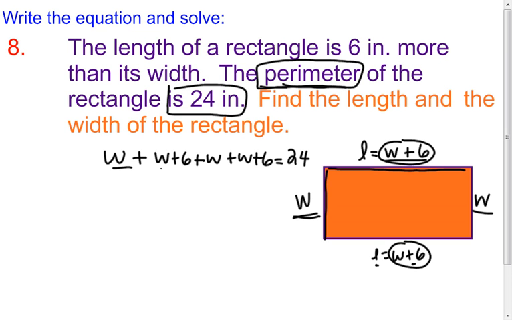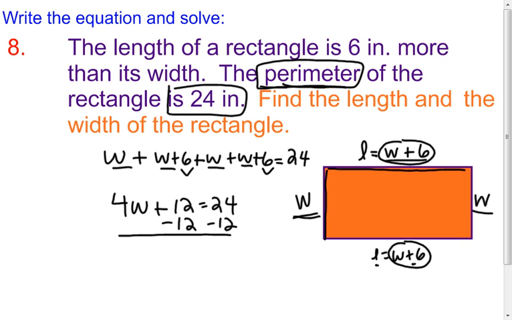Okay, now let's simplify this a little bit. I have 1, 2, 3, 4 W's plus this 6 right here and this 6 right here makes 12, and I will get 24. Okay, and so now I can subtract 12, and I will get 4W equals 12, divide by 4, and W equals 3. And a lot of people will stop right there and be done.